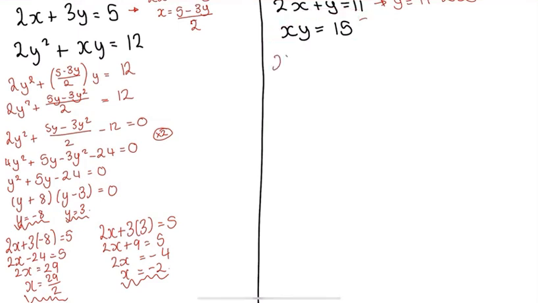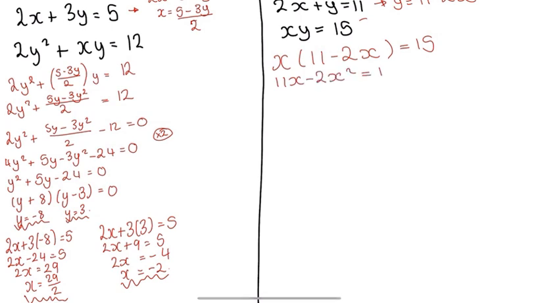So let's have a look. I've got x, and then instead of y, I'm going to say 11 minus 2x, and that is equal to 15. Now, if I times this together, I'm going to get 11x minus 2x squared equals 15. Instead of bringing that 15 over, I'm going to instead take it over to get rid of that negative. So I'm going to add that 2x onto the other side, but take away the 11. So you're going to end up with 2x squared minus 11x plus 15.